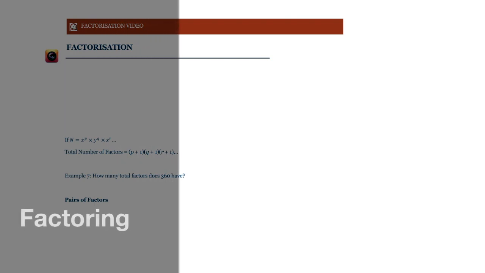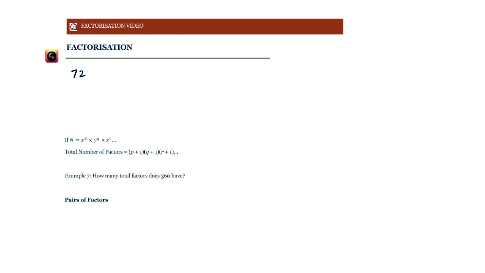Now that we know what factors are, let's discuss how to find the factors of a number and what they tell us about the number. So how do we factorize a number? Say I have a number 72. I know this is 8 into 9. I break it down into simpler components, but I have to bring it down to its prime factors. When we say factorization, what we imply is prime factorization.